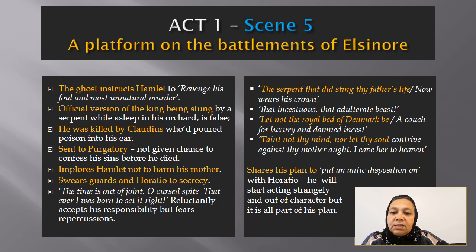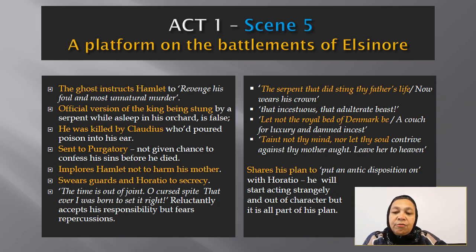He also says that his soul will not be able to rest because he had died without being able to confess his sins, and therefore he is in purgatory. He needs Hamlet to avenge his death so that his soul can move on. He calls Claudius an incestuous adulterate beast.